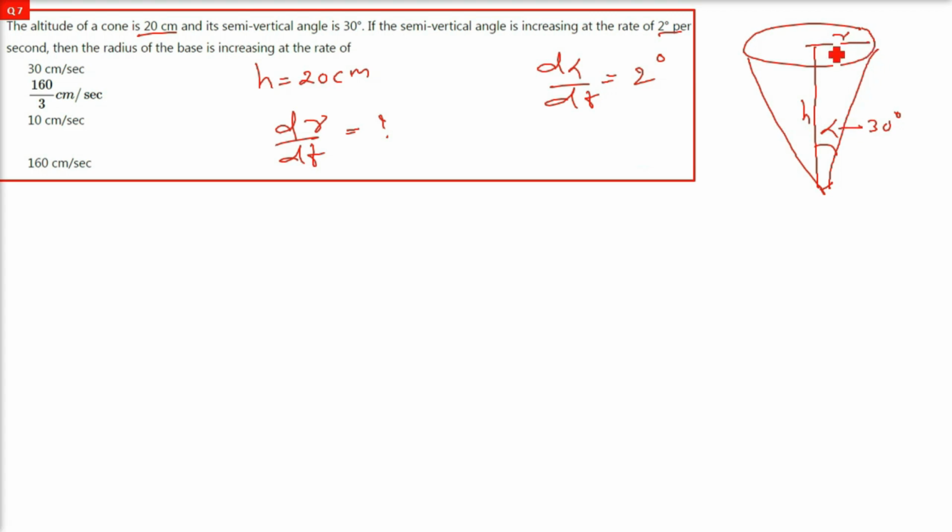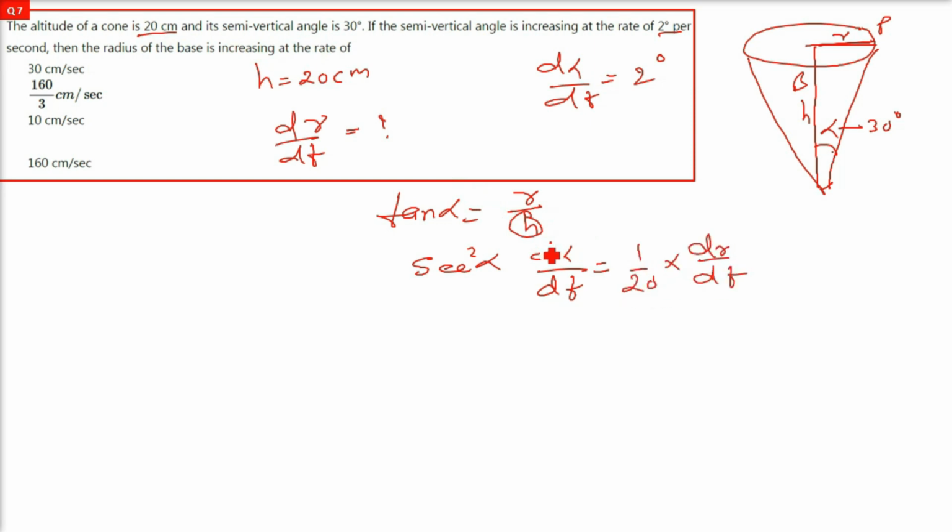So we will use the trigonometric identities here. We have r as perpendicular, h as base for this alpha. So tan alpha is r by h. Let us differentiate. Derivative of tan alpha is sec square alpha times d alpha by dt. And in the right hand side, height is fixed, so we'll just put it as 1 by 20 centimeter, and r gives dr by dt. So we have d alpha by dt and we have dr by dt.